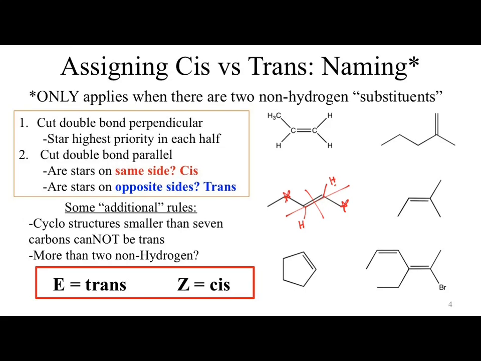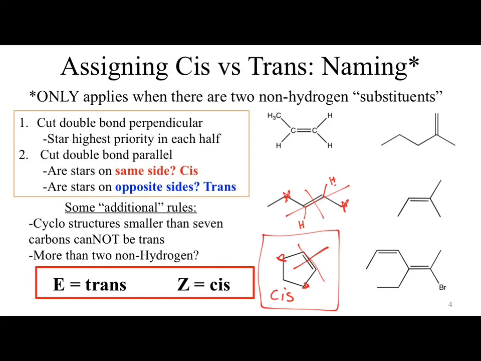Yes. Oh, good question. I didn't mean to mention that. When we go down into this last case here, what you're talking about for the cyclic structure, we could go through and determine cis and trans on this. Okay? And we could go through and we'd say that we have indeed a cis double bond. Okay? Because we got our stars here, here, same side of that line.